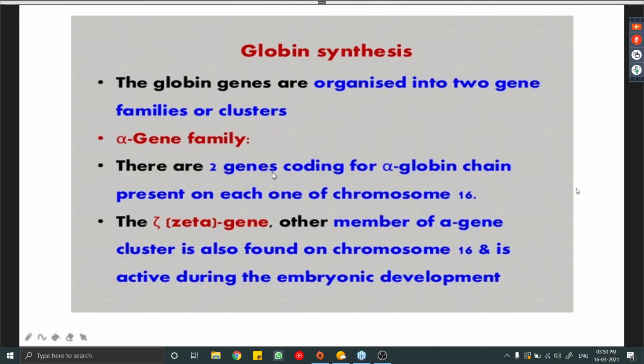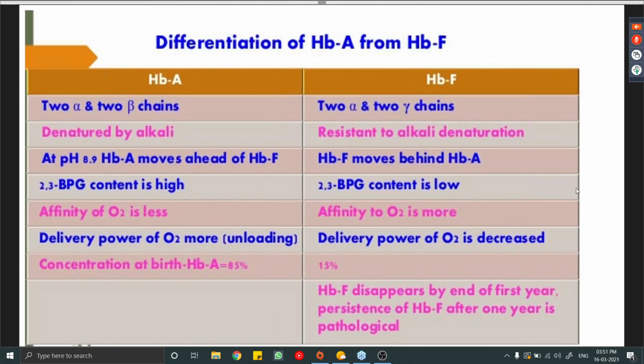So how does globin chain synthesis happen? The globin chains are organized into 2 gene families or clusters. I think just these 2 more slides and then I will wind up my lecture. So today, what we have read is the cooperativity of oxygen, the sigmoidal curve, and the hyperbolic curve of hemoglobin and myoglobin respectively.